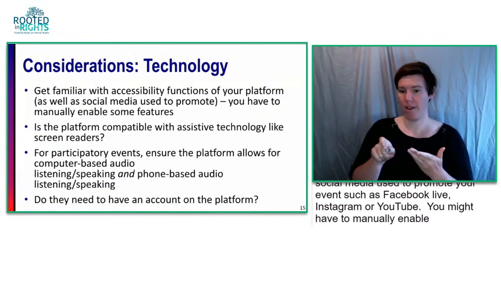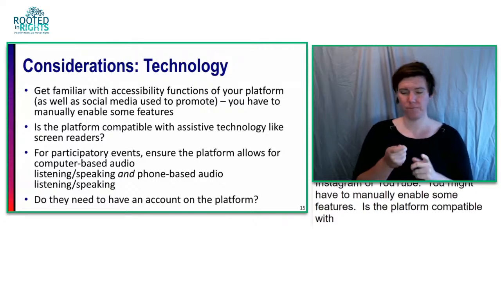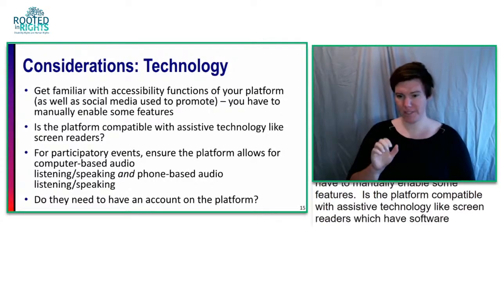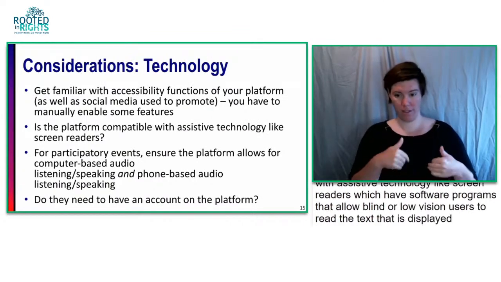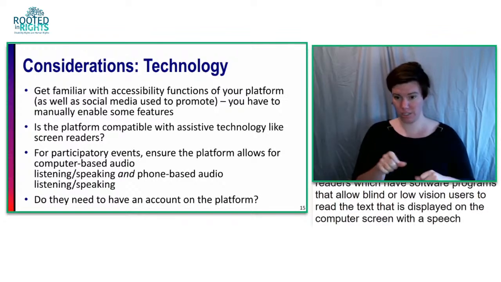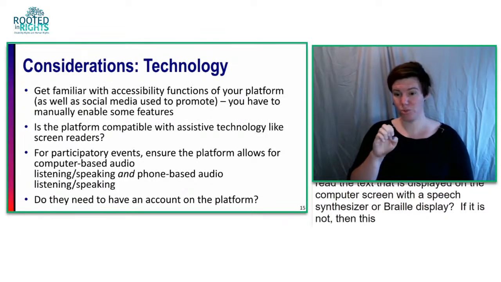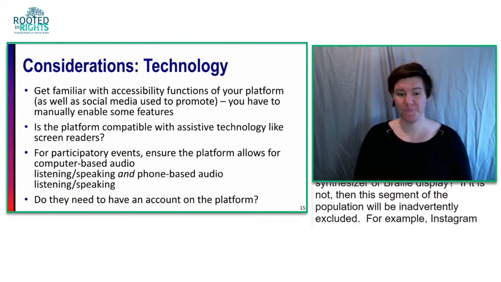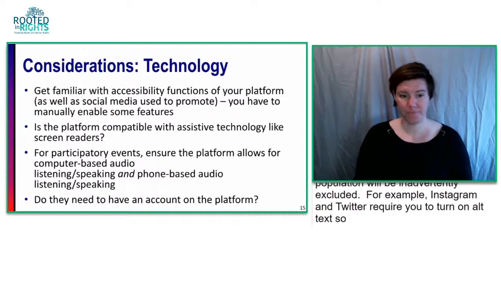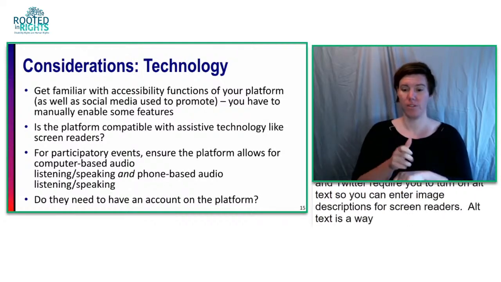Is the platform compatible with assistive technology like screen readers, which are software programs that allow blind or low vision users to read the text that is displayed on the computer screen with a speech synthesizer or braille display? If it's not, then this segment of the population would be inadvertently excluded. For example, Instagram and Twitter require you to turn on alt text so you can enter image descriptions for screen readers. Alt text is a way of entering text into an image so that blind or low vision people know what the image is.